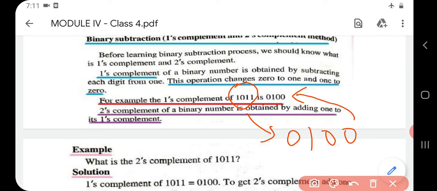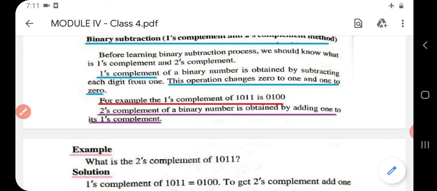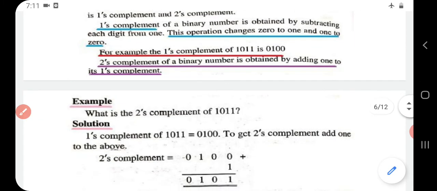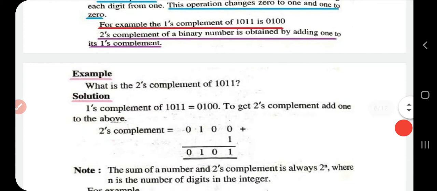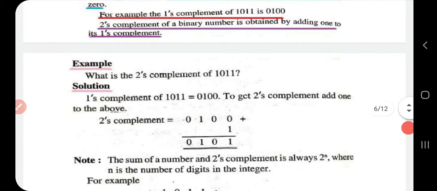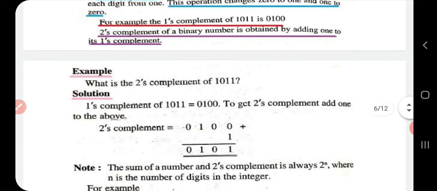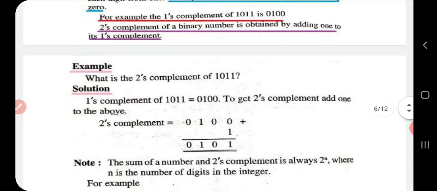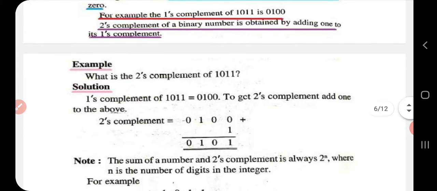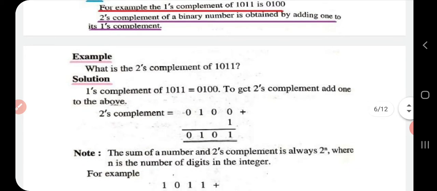Okay, that is 1's complement. Now how will you find 2's complement? You are given a number and you will be asked to find 2's complement. For that, first of all, you have to find the 1's complement of that number. How to find 1's complement of the number? You have already studied. Once you get the 1's complement, you just add 1 to that number, then the result will be the 2's complement.